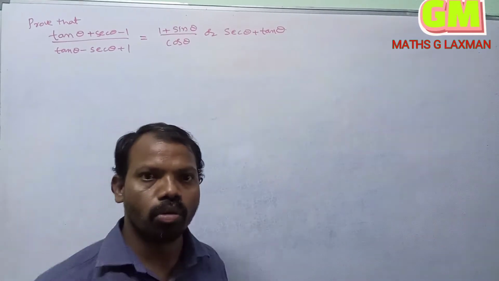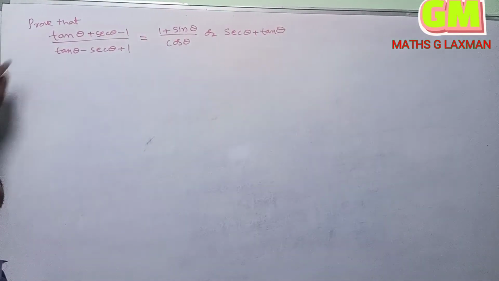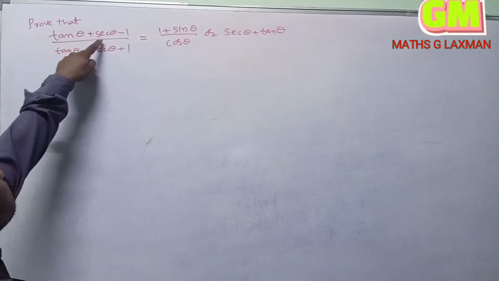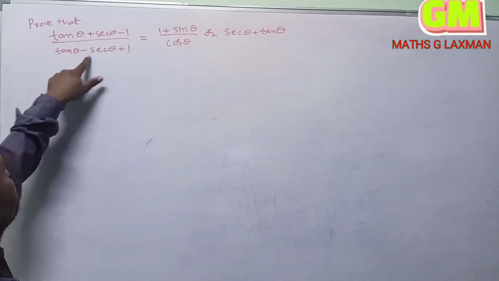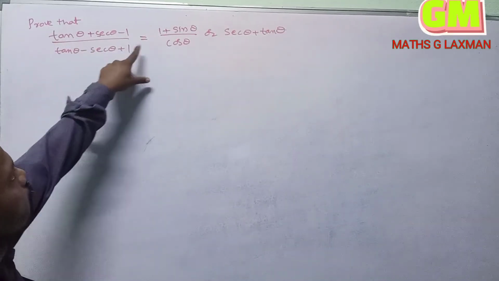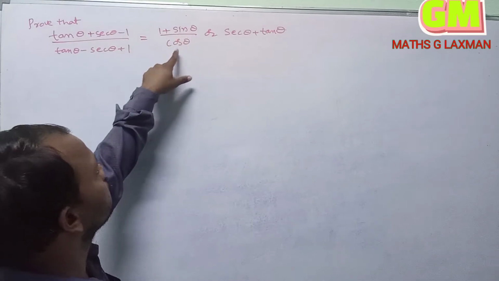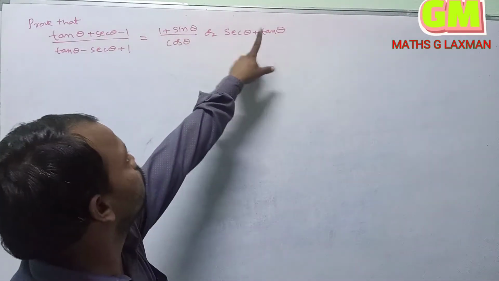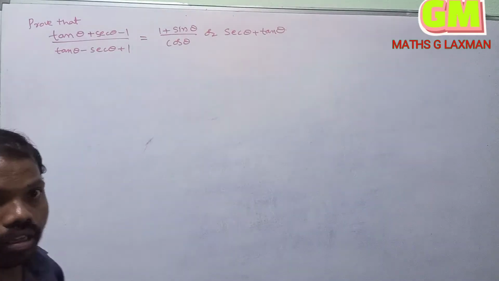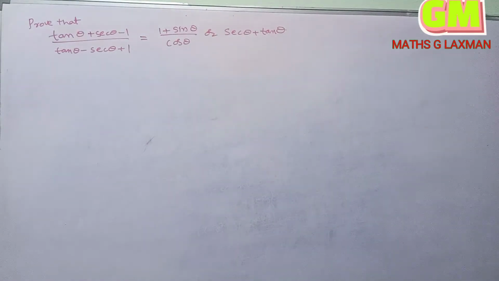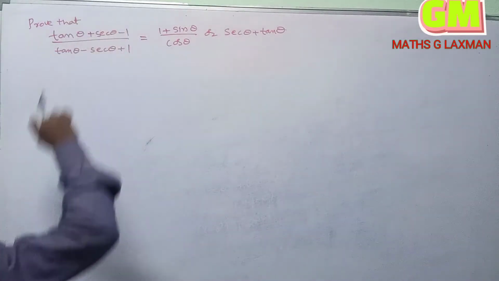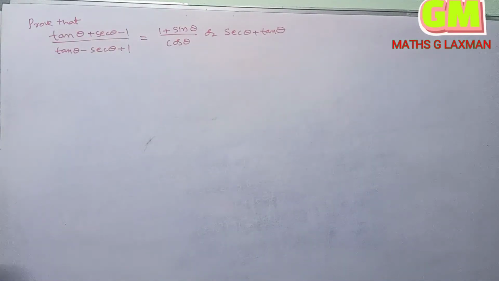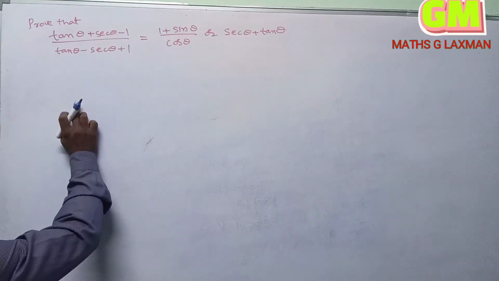Here we can see the one more problem. Prove that tan theta plus secant theta minus 1 divided by tan theta minus secant theta plus 1, which is equal to 1 plus sin theta by cos theta, or the same answer secant theta plus tan theta. How can we solve this problem? So here we can observe that we have an identity. What is that identity? Secant theta minus tan theta.